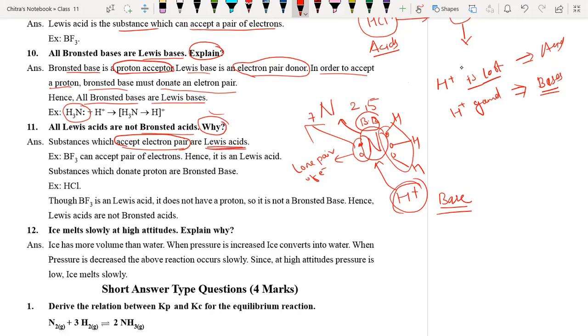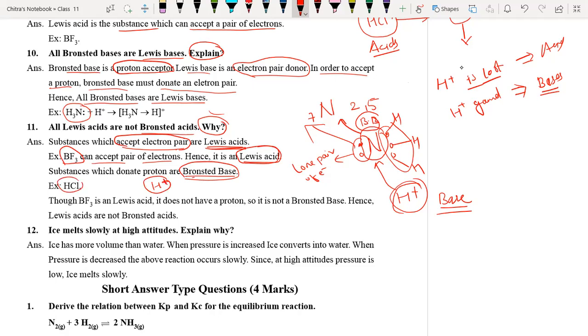Example, BF3, boron trifluoride. Here it can accept a pair of electrons. Hence it is a Lewis acid, because it accepts the pair of electrons. That's why it is a Lewis acid. Substance which donates a proton is called a Bronsted acid. Substance which donates a proton, meaning H positive ion, we already went through that before.